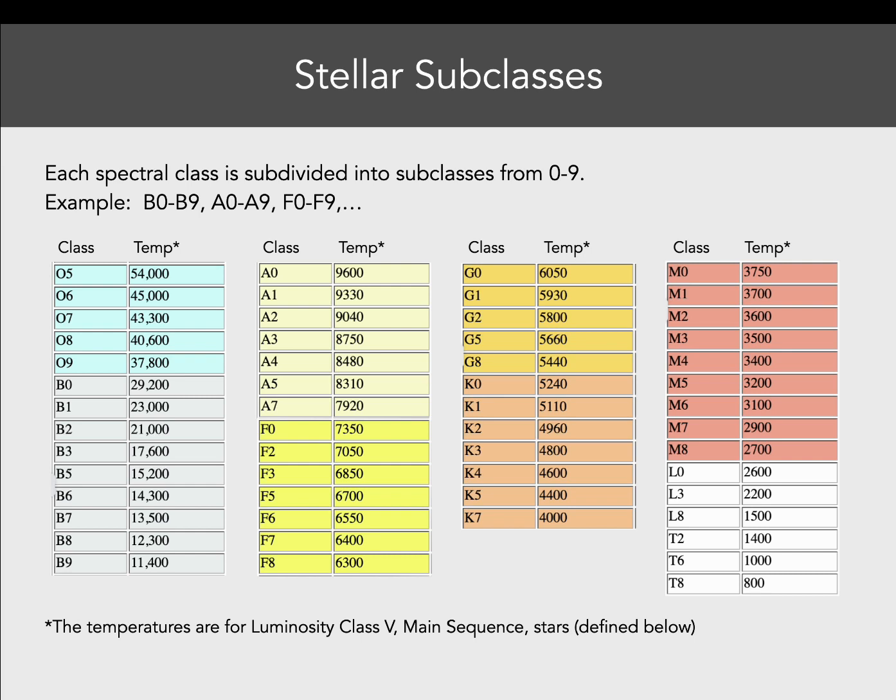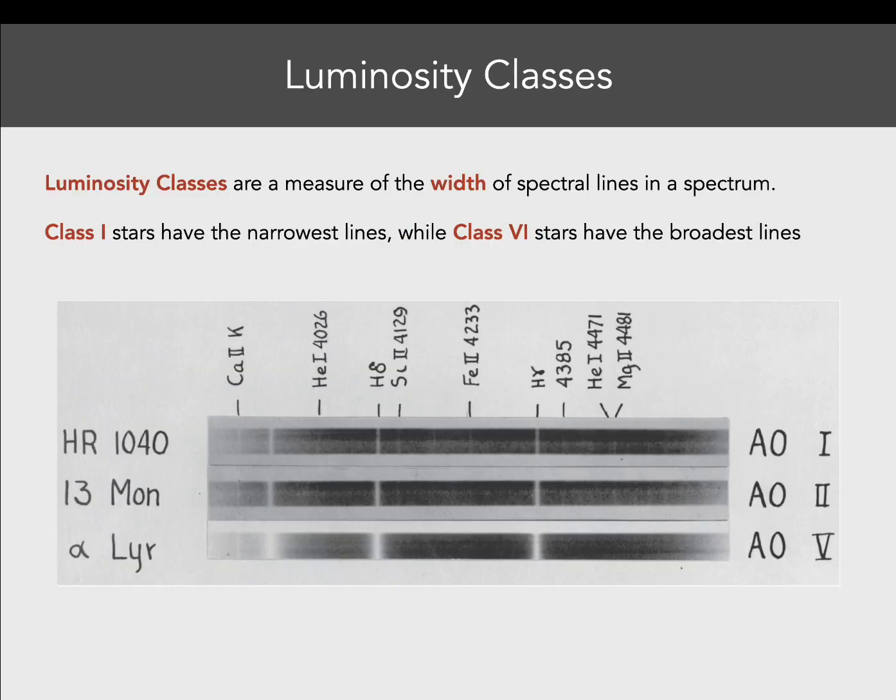These temperatures, by the way, are for luminosity class 5 main sequence stars, and we haven't defined what that is. We will in the next slide. In addition to classifying stellar spectra based on the relative strengths of the spectral lines, we can also classify them based on the width of the spectral line. So here's 3 spectra. These are negative images, so these white lines here are actually absorption features, so they're really dark. This top spectra shows a series of spectral lines with fairly narrow lines. As you go to the bottom spectra, they get a lot broader.